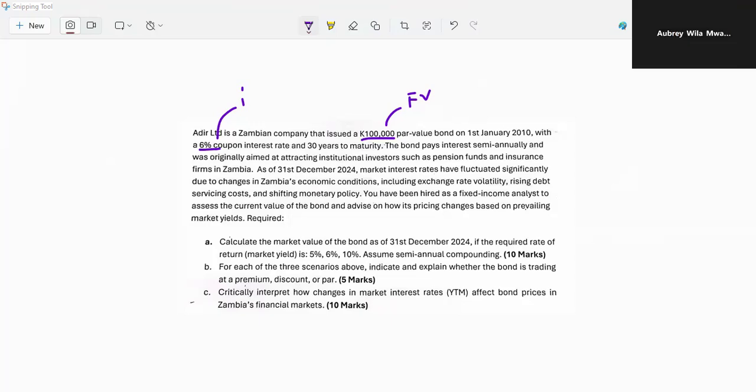Yeah, because the bond was issued in 2010. Now we are calculating as at 31st December, so we are removing those years that have passed. So we are considering now from 2024 the years that had remained from the date that it was issued. Exactly. Is it tallying to 15 years left? Yes, it is. So I'm very happy that you're following. So our T is what? 15 years.